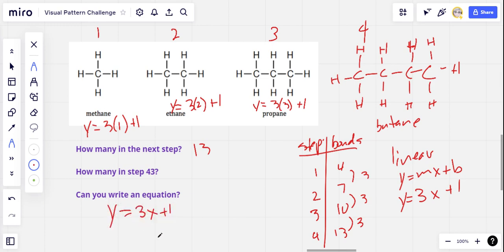This is the equation that tells you how many bonds there are in this kind of hydrocarbon according to the number of carbon atoms. You can think of the number of carbon atoms as the step number because it matches. So that's kind of cool.